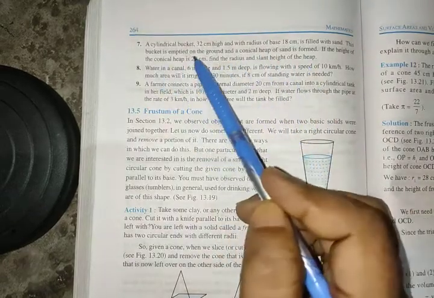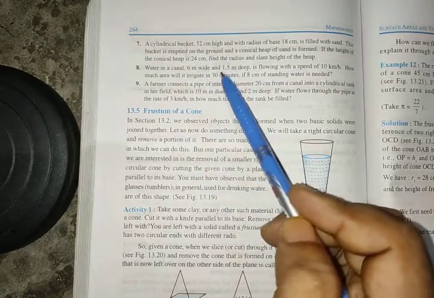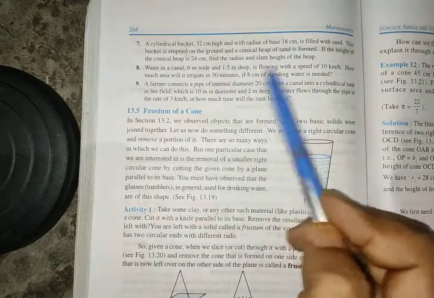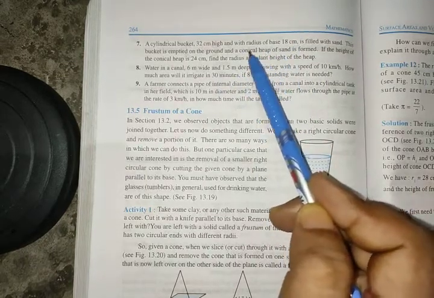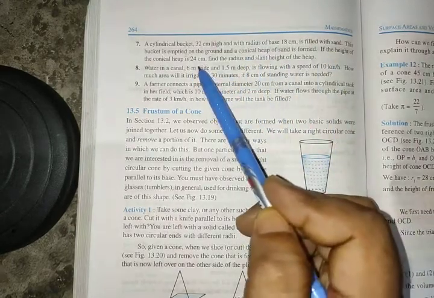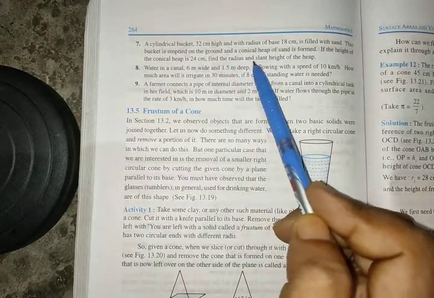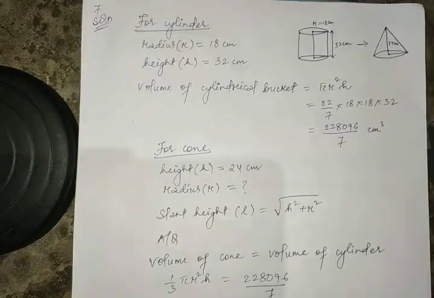So you have a cylindrical bucket whose height and radius is given, and that bucket is filled with sand. Now the bucket is emptied on the ground. So after emptying, a conical heap of sand is formed. That means that figure is in the shape of a cone. Now if the height of the conical heap is 24 centimeters, so height of the cone is given, so we have to find the radius and the slant height of the heap. Okay, so let us do the solution part.